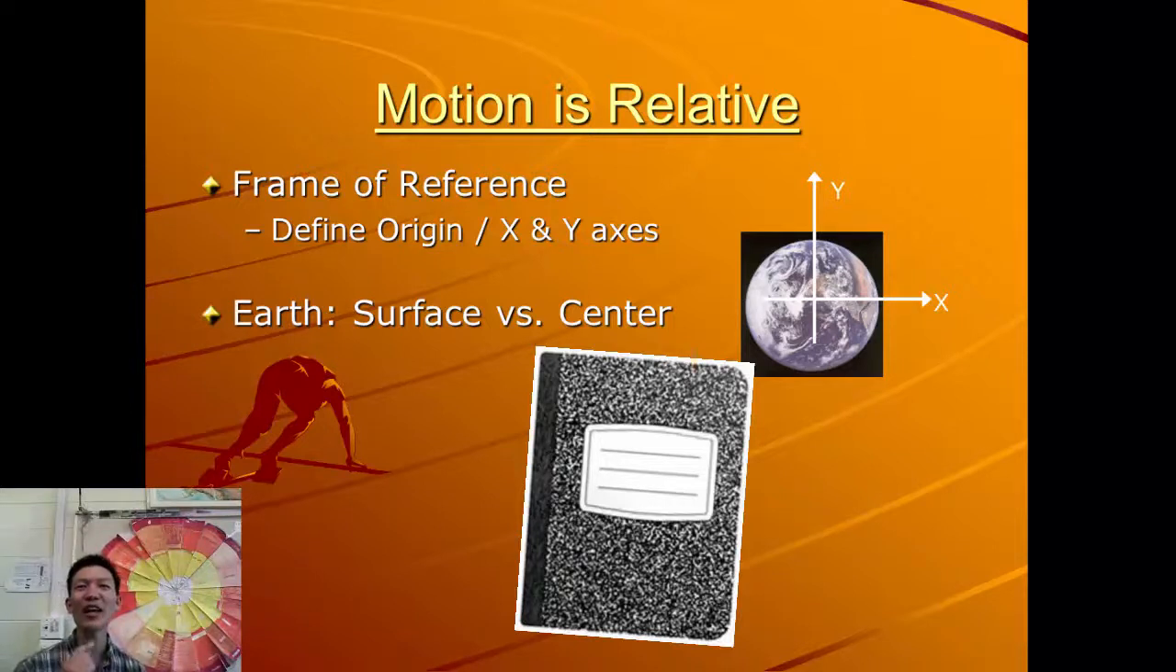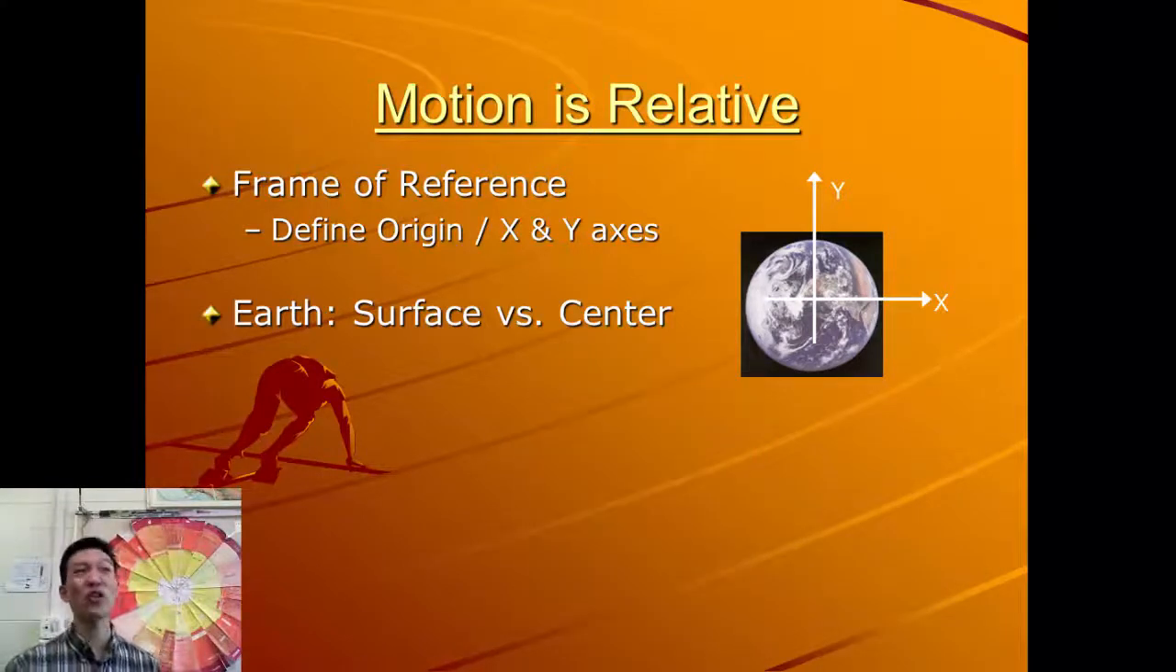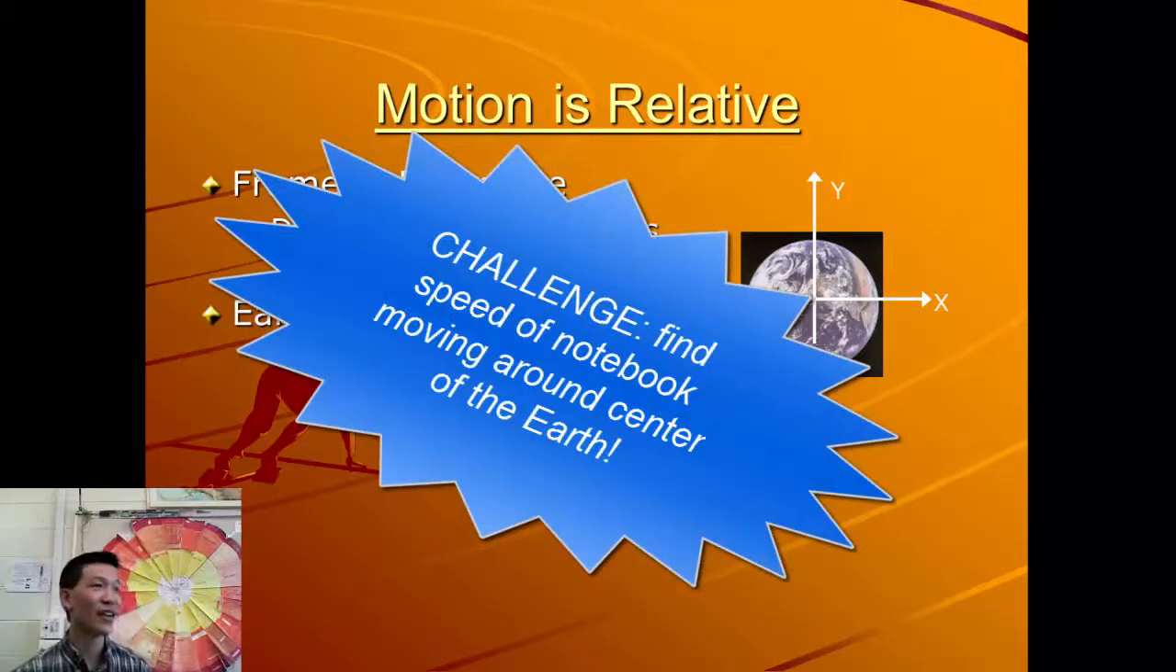But here's what happens once every 24 hours. Anybody know? Something weird happens. That's correct, once every 24 hours, that notebook will go around the center of the Earth. You know what's crazy? In order to go around the Earth in 24 hours, do you have to go fast or crazy fast? Anybody ever fly overseas, really far away? Let's figure out how fast that notebook is going around the center of the Earth.